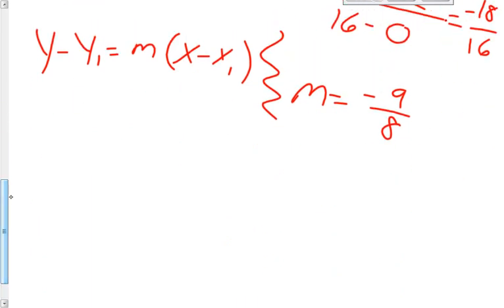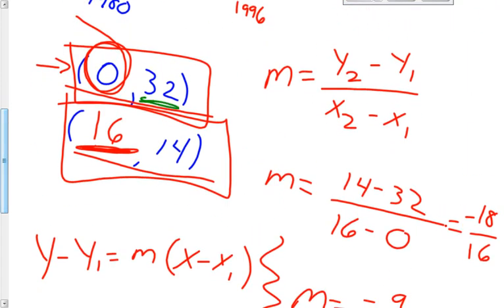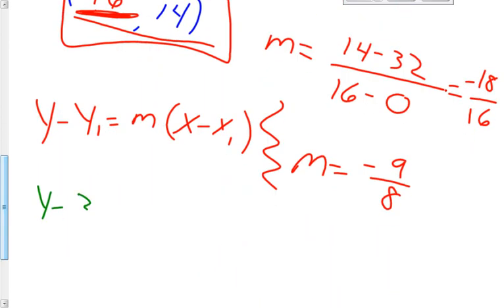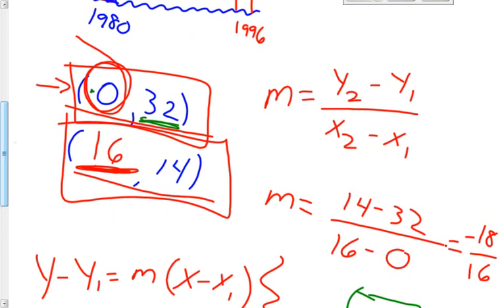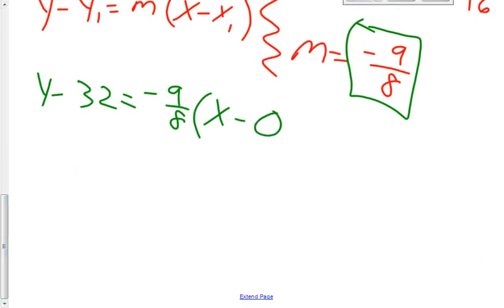So, it's going to be y minus my y coordinate. My y coordinate is 32. y minus 32 equals my slope, which I found to be a negative 9/8, times the quantity x minus my x coordinate, and my x coordinate is 0. This would be your answer in point slope form. I don't think Excel Math has their answers in point slope form. I believe it's slope intercept.